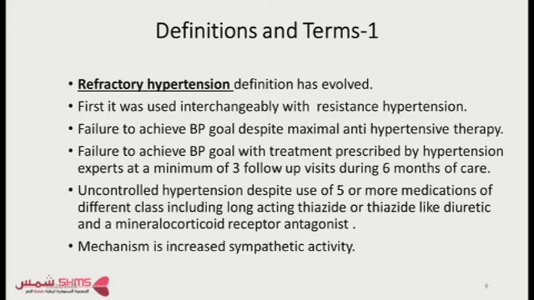Then we came up with a definition called refractory hypertension. Again, this definition has evolved. First it was used interchangeably with resistant hypertension. Then they said it is a failure to achieve blood pressure goal despite maximal antihypertensive therapy. Then they added a statement: failure to achieve goal with treatment prescribed by a hypertension expert at a minimum of 3 follow-up visits during 6 months of care. They are telling us that this refractory hypertensive patient is a more advanced case of resistant hypertension. It has to be more to acquire this definition.